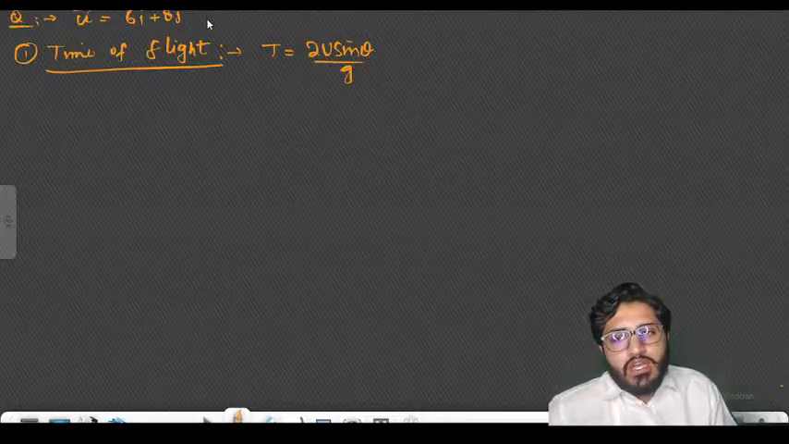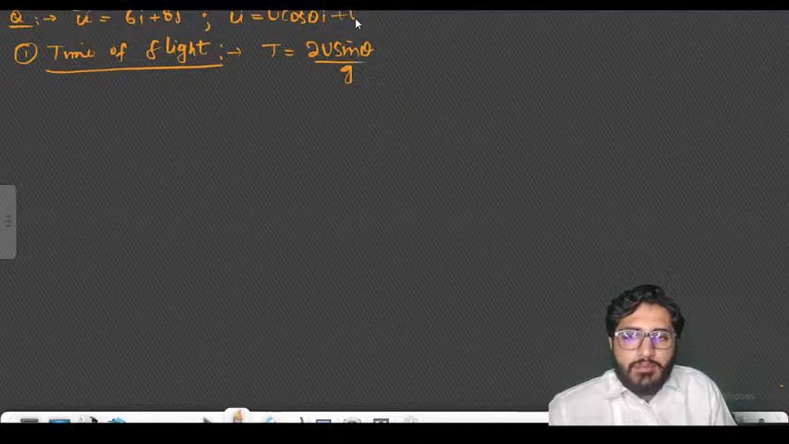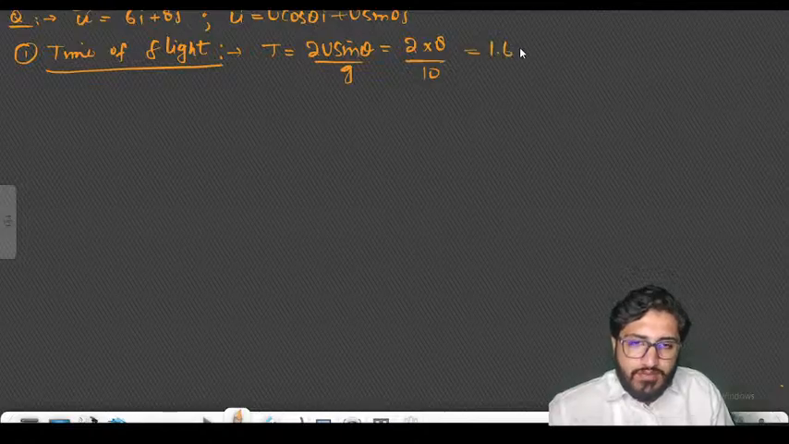Yes, sir. Look, my standard formula is u cos theta i cap plus u sine theta j cap. So u sine theta is 8. I can write 2 into 8 divided by 10. It is 1.6 seconds.